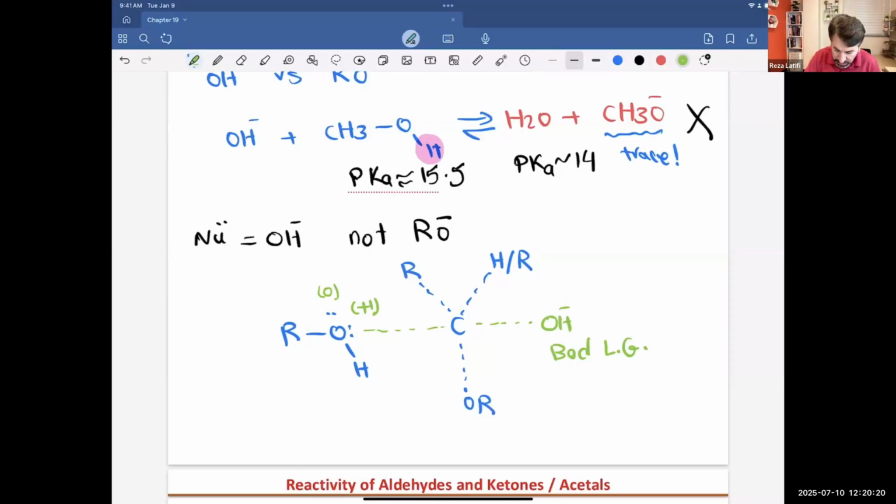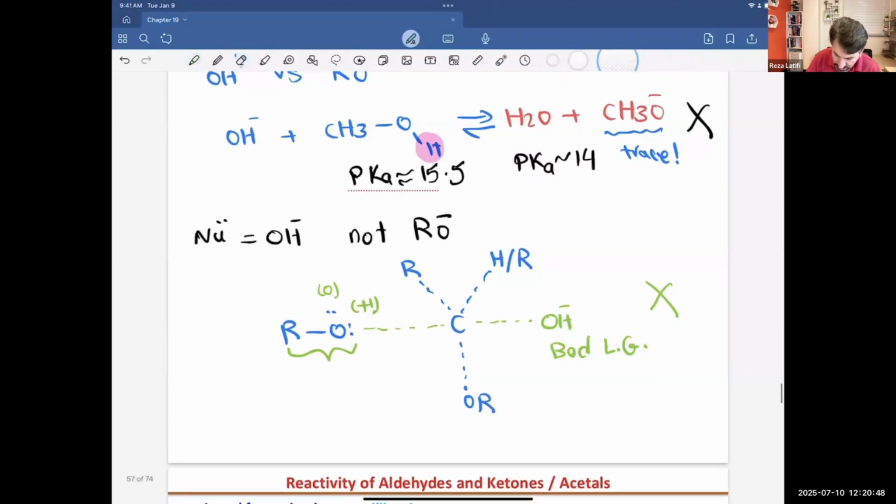And I said, how about having a trace of this? What if you have a trace of this one? The problem is this species in basic solution is not that stable. And because it's not that stable, the second you generate it, very soon it will find water and it will take H from it. And because I don't have much of it, this transition state is not going to happen. So I'm going to say this one is really not very common.